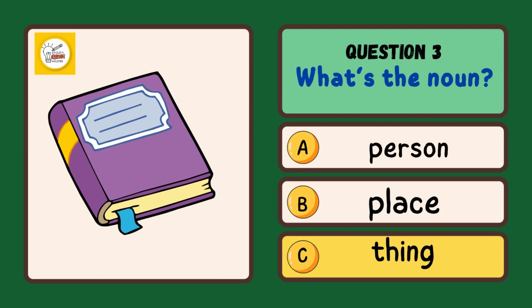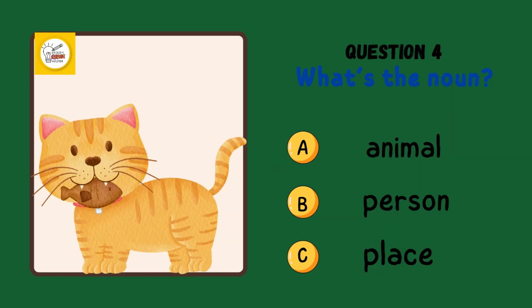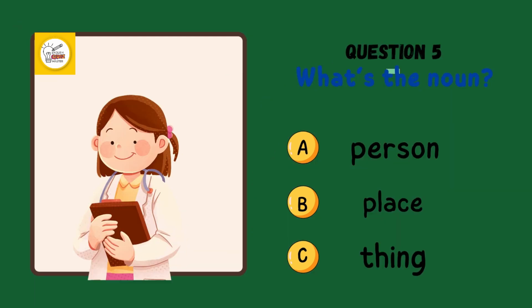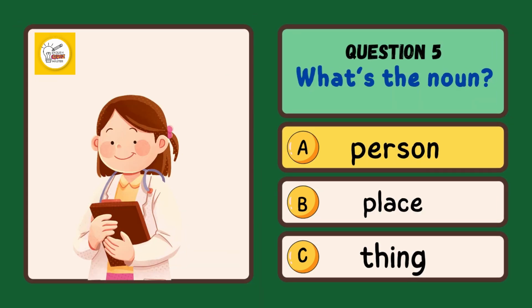Question number 3. The correct answer is C. Thing. Question number 4. The correct answer is A. Animal. Question number 5. The correct answer is A. Person.